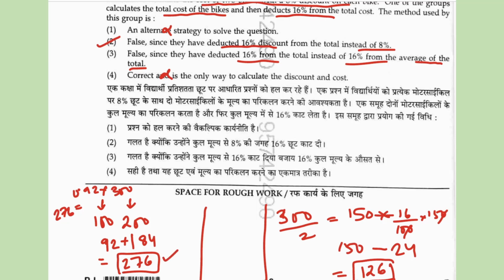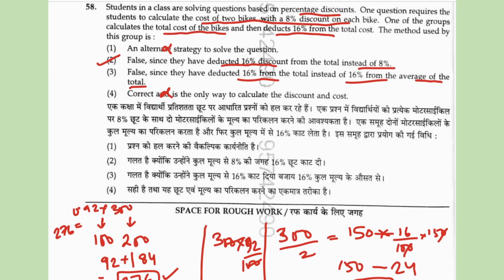They have to get this answer. So if they had totaled it up, if they had got 300 and they had just subtracted, I'm just multiplying with 92 by 100 basically. So if they had just subtracted that 8% from the total, they would have got the answer. So this is 276. So what they have done wrong is, this is a wrong way of doing. They should have deducted 8% and not 16%. So that is why it is wrong, not the average cost. And even if they had taken average, that's not how you do this sum.